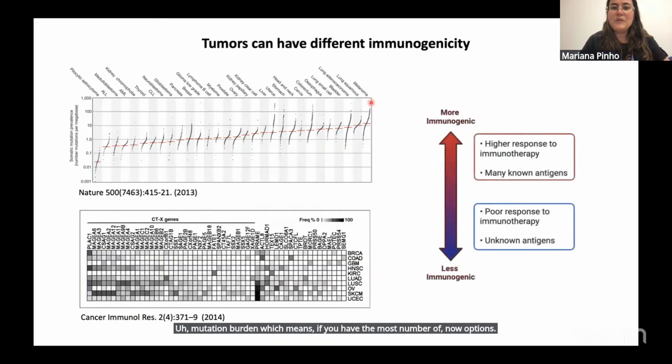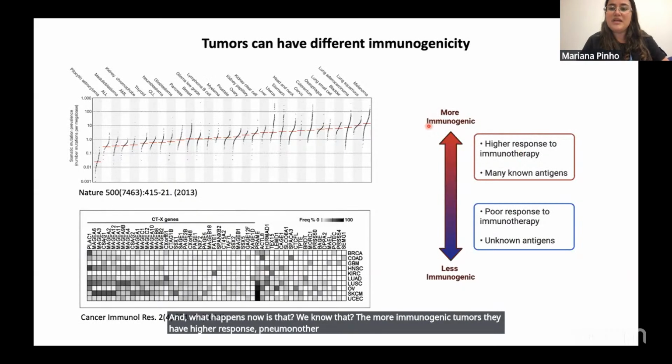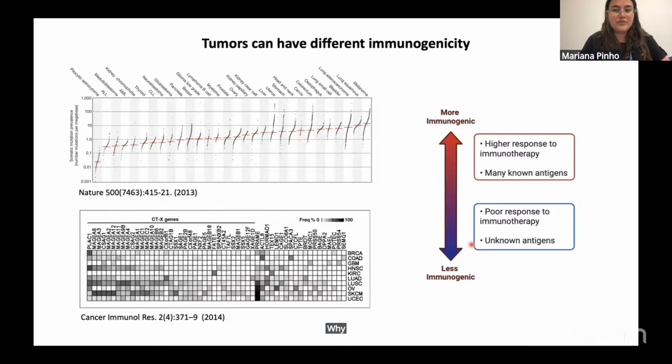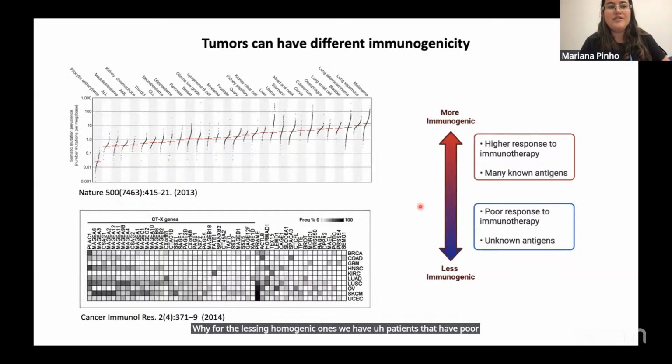And what happens now is that we know that the more immunogenic tumors have a higher response to immunotherapy, and there are many antigens that are already known for these classes of tumors. While for the less immunogenic ones, we have patients that have poor response to immunotherapy, and usually the antigens, if there is any, are still unknown.